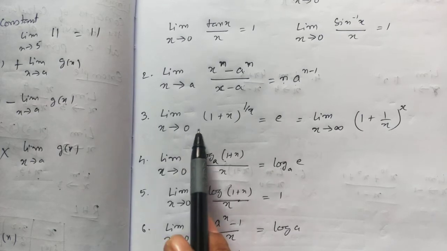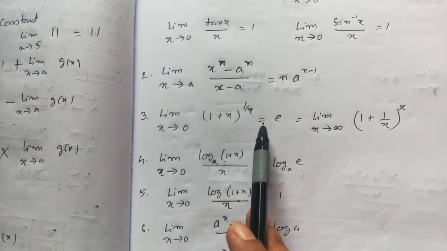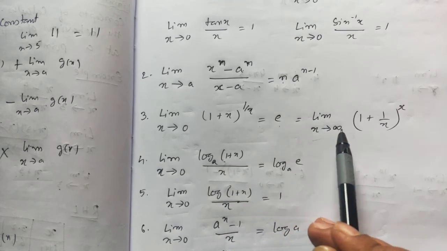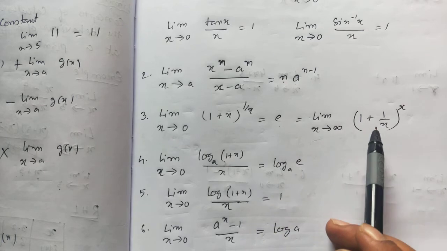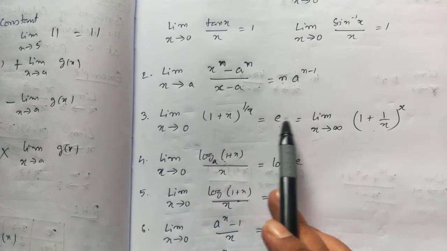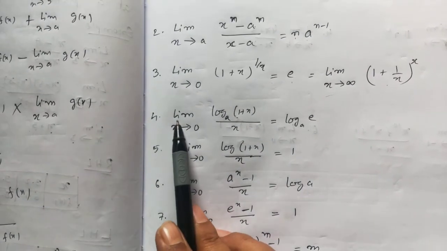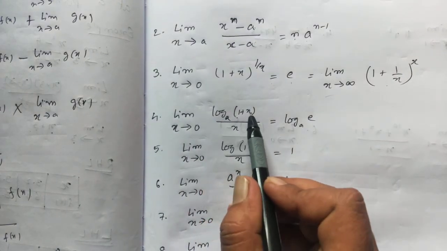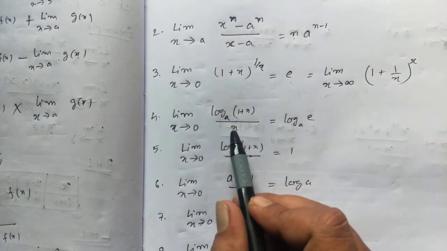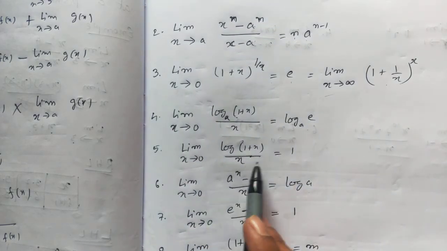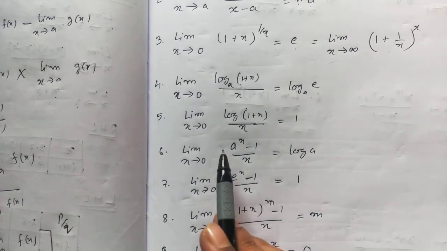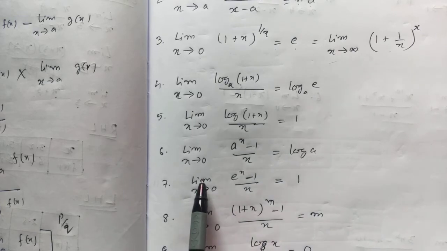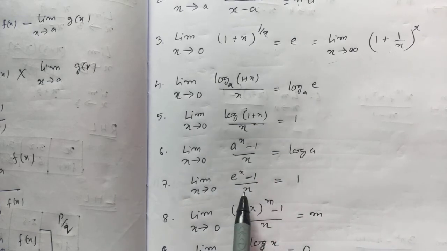Limit x tends to 0, (1 plus x) to the power 1 by x, the formula is e. E means exponent. For infinity also, for this and this, the value is e. Limit log, if you don't write the base also no problem, but limit log (1 plus x) by x is log a e if there is a base. If there is no base, it will be 1. And limit x tends to 0, a to the power x minus 1 by x is log a. Limit x tends to 0, e raised to x minus 1 by x is 1.